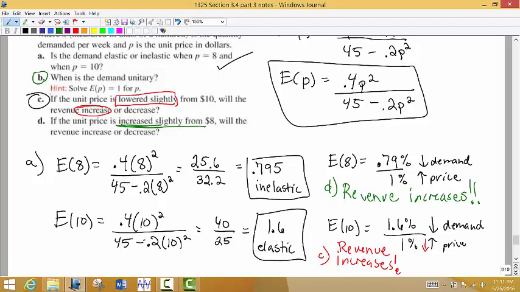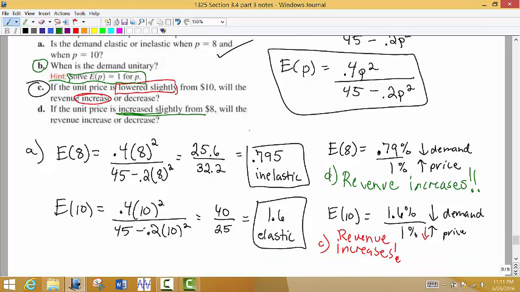And it says here, there's a hint. We want to set not the demand function, but the elasticity of demand function equal to 1 and solve for P. All right.